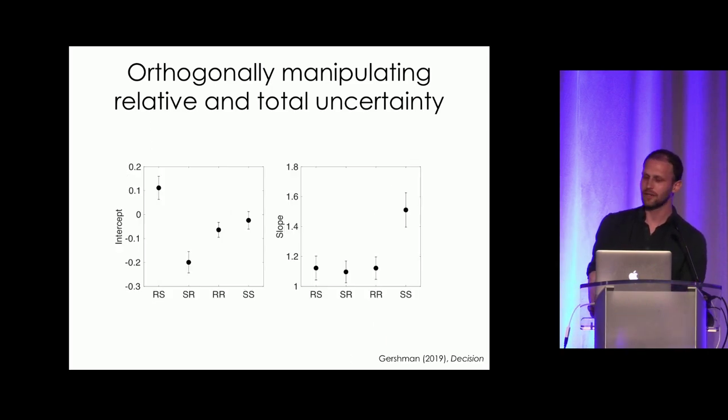So what I'm showing you here are the parametric estimates of the choice probability function for the intercept and slope. Here we're using a probit regression model. I'll come back to that in a second. But the important point to take away here is that when we compare RS to SR, where we're manipulating relative uncertainty, that induces a change in the intercept but not in the slope. And if we compare RR and SS trials, where we're changing the total uncertainty but holding fixed the relative uncertainty, that induces a change in the slope but not the intercept.